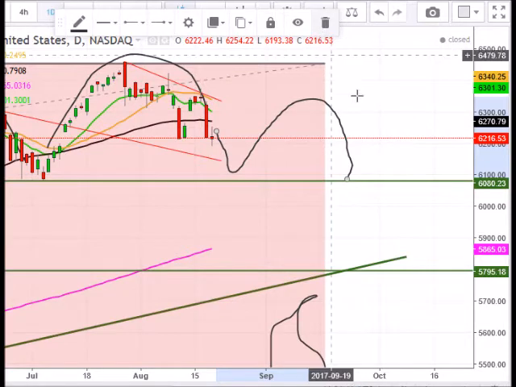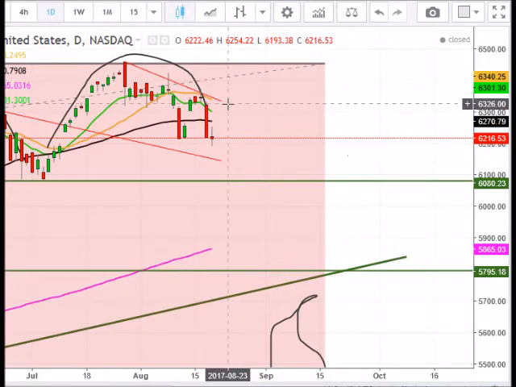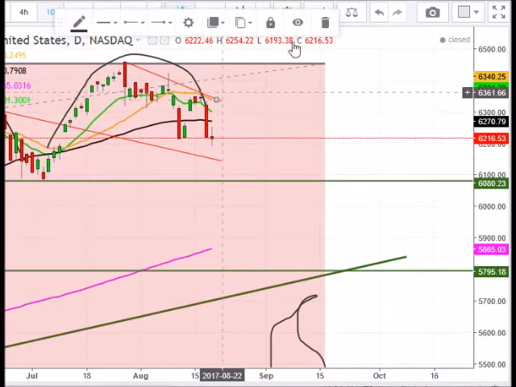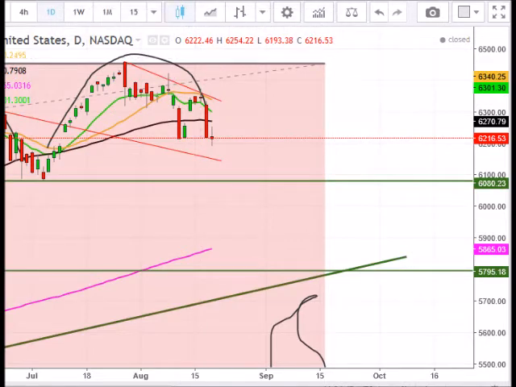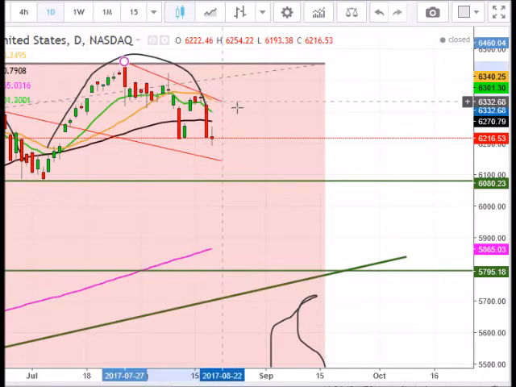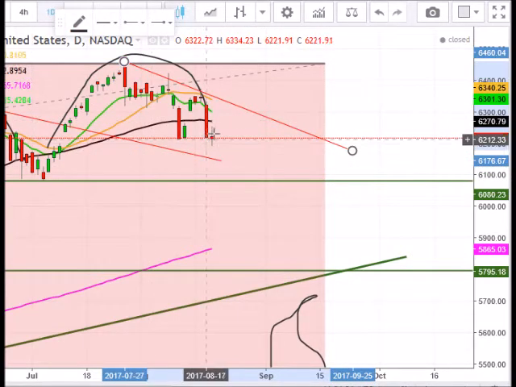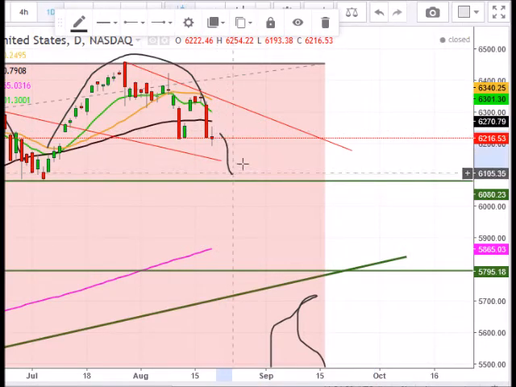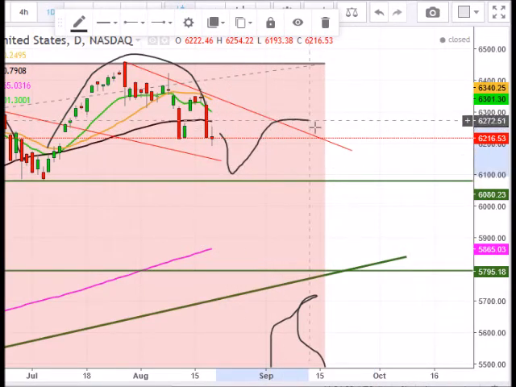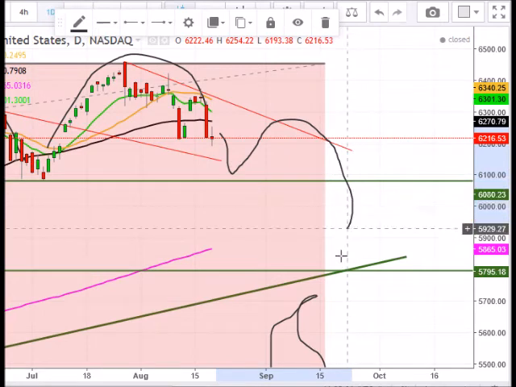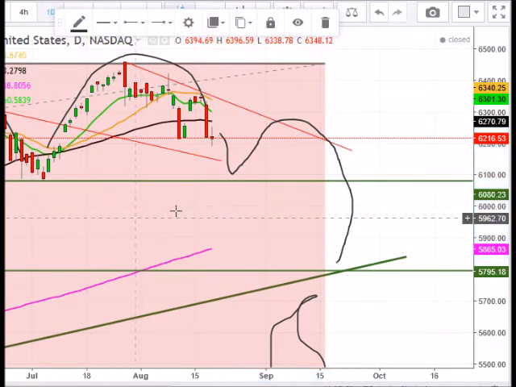So let me go ahead and just delete that. I'll go ahead and extend that, assuming that that trend line holds, of course. But this is what I'm going to be looking for myself. So if we see price go down to here, pop up, and then roll over and then break down, that's a possible scenario here.